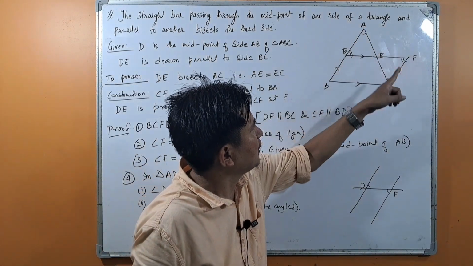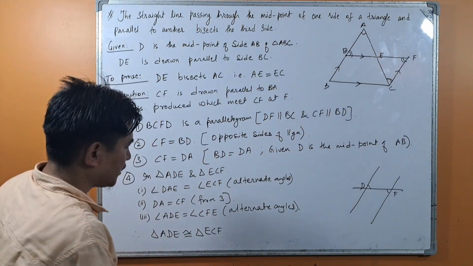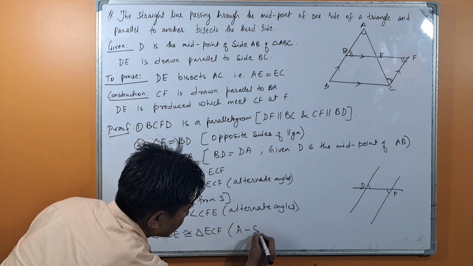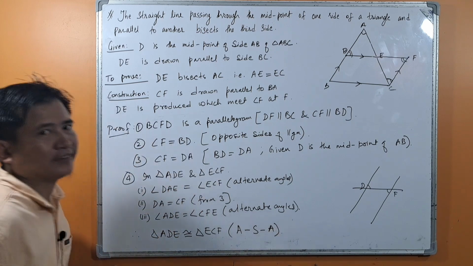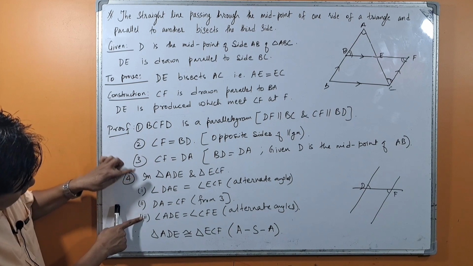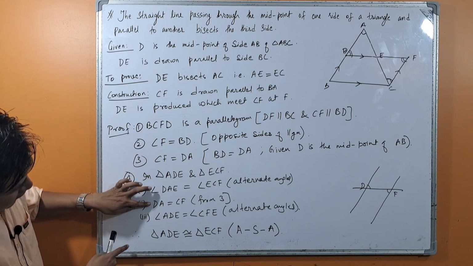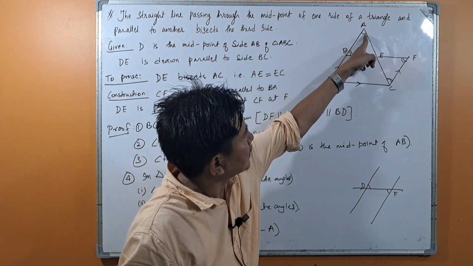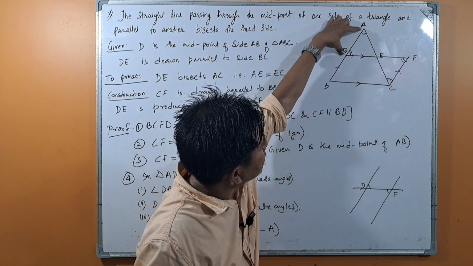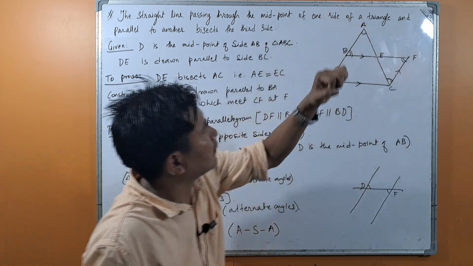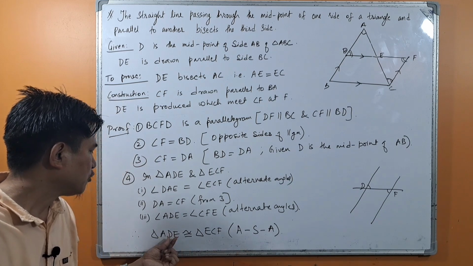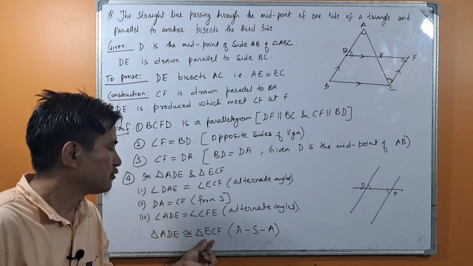Triangle ADE and triangle ECF are congruent to each other because we have fulfilled the criteria for angle side angle congruency. Since two angles are equal, this angle and this angle are equal, and this side is equal. So this angle equal, this angle equal, and this side and this side equal, CF and DA are equal. So angle side angle, this criteria for congruency is fulfilled. So we can say triangle ADE is congruent to triangle ECF.